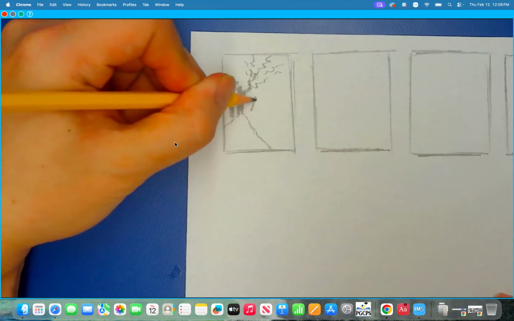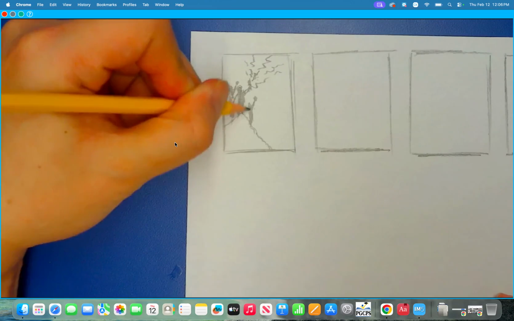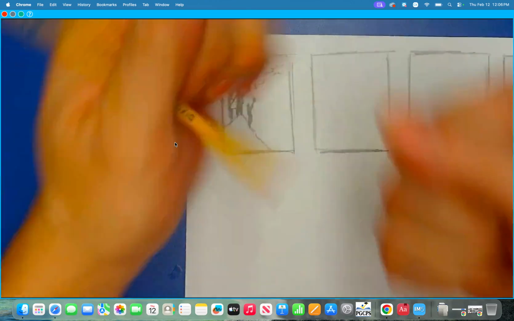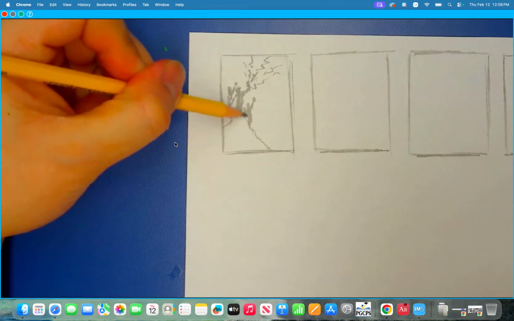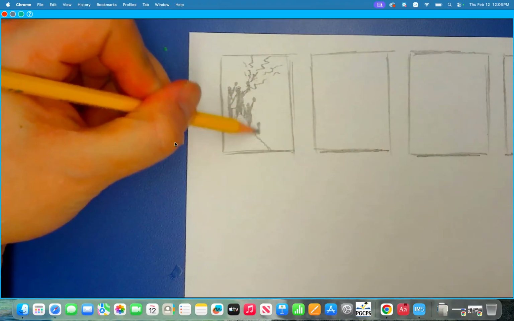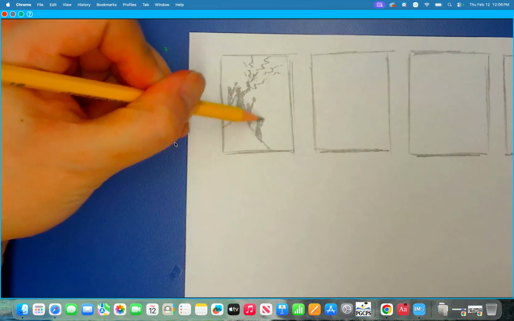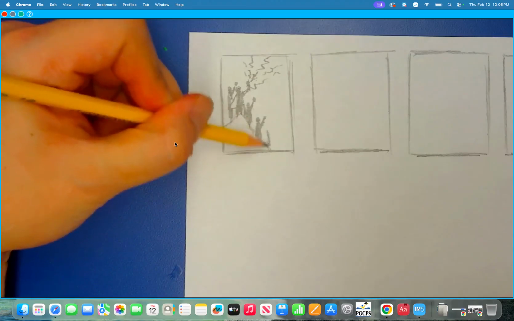So it could just be a bunch of people with their hands up, with their fists in the air like this, to represent teacher unity. Okay, so again, take your time with the drawing and the sketches.